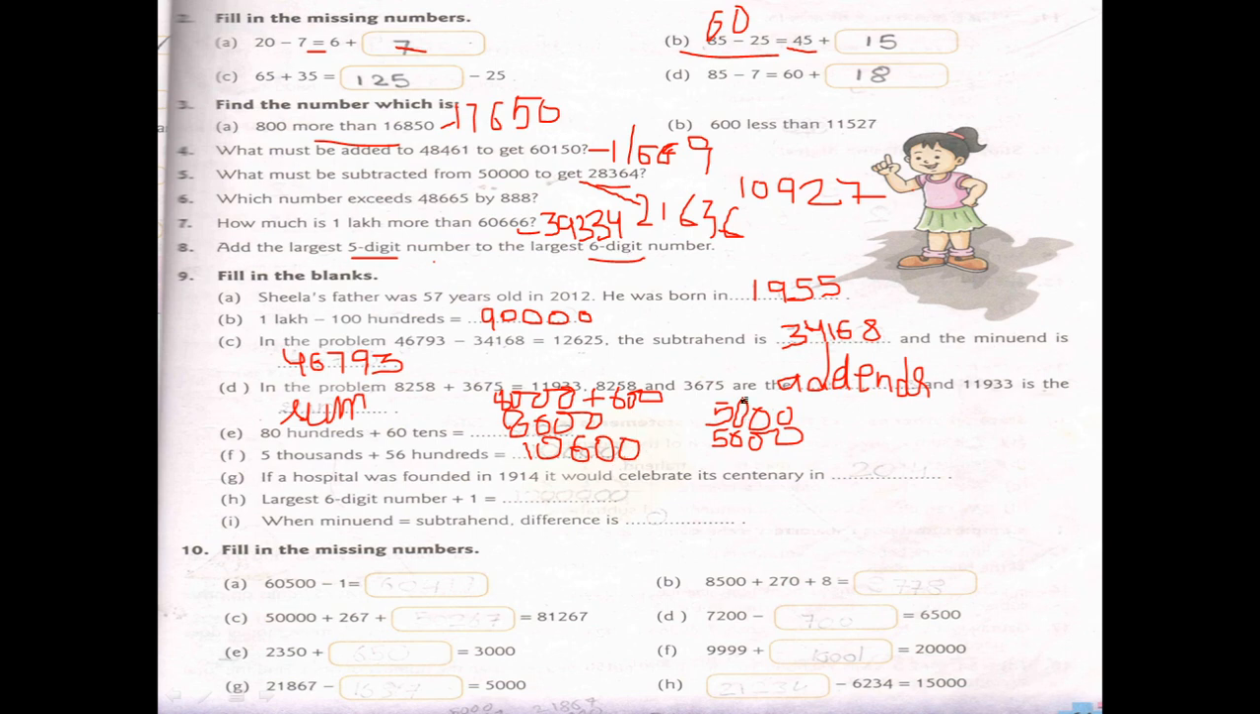G part. If a hospital was founded in 1914, it would celebrate its century in. So, century means 100. So you are adding 100 to 1914. So that one is equal to 2014.